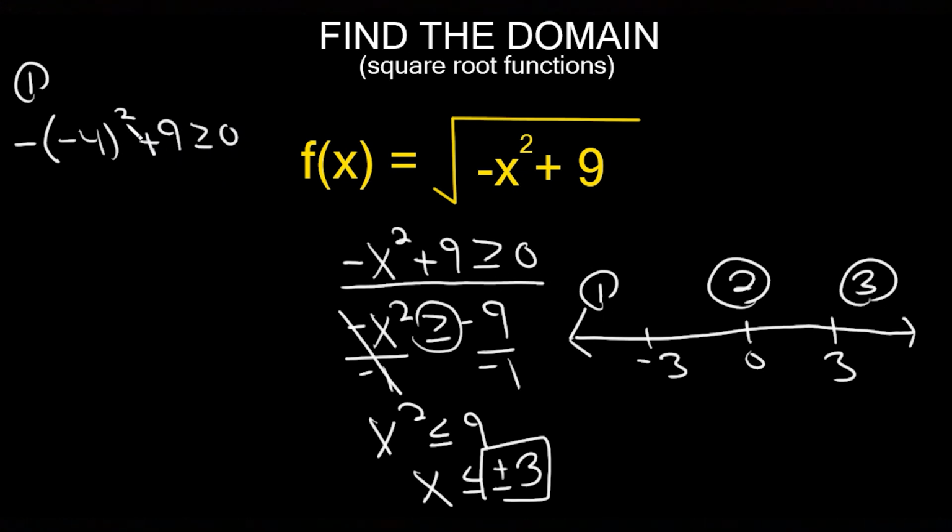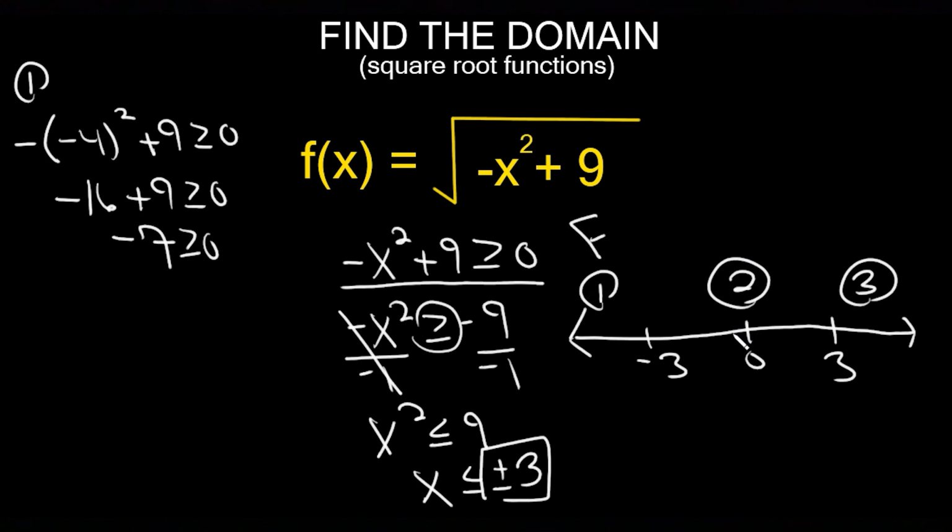Okay? So when I do this out, negative 4 squared is 16, but then I have a negative on the outside, so it becomes negative 16. So I get negative 16 plus 9 greater than or equal to 0, and I can already tell that this is not going to work. I'm going to end up with negative 7 greater than or equal to 0. That is false. That does not work. So region 1, that is false. Okay? Let's try region 2.